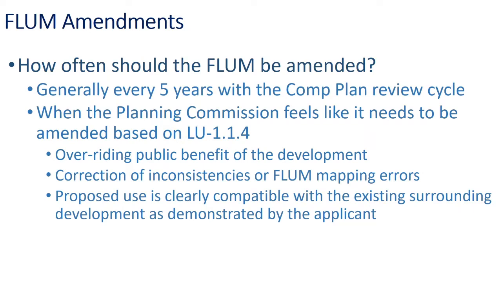And you can look at that. We'll talk a little bit about it in a minute. But it basically is 3 factors. When there's an overriding public benefit of the development, so like a very large commercial development or maybe a new industrial park or something like that, we should look at amending at that point. Correction of inconsistencies or future land use mapping errors. So we made a mistake, didn't quite get it right, so we are going to correct that. The map didn't quite reflect the character of the area, so it needs to be changed.